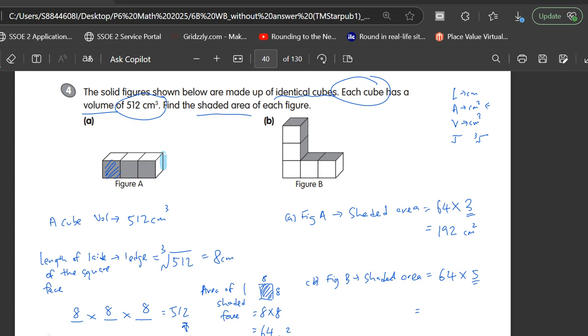Is it okay? What's the answer? 320 cm squared. Now, this is one of the very common questions at PSLE where you apply cube root or square root. Is that okay? Moving on to another common question.